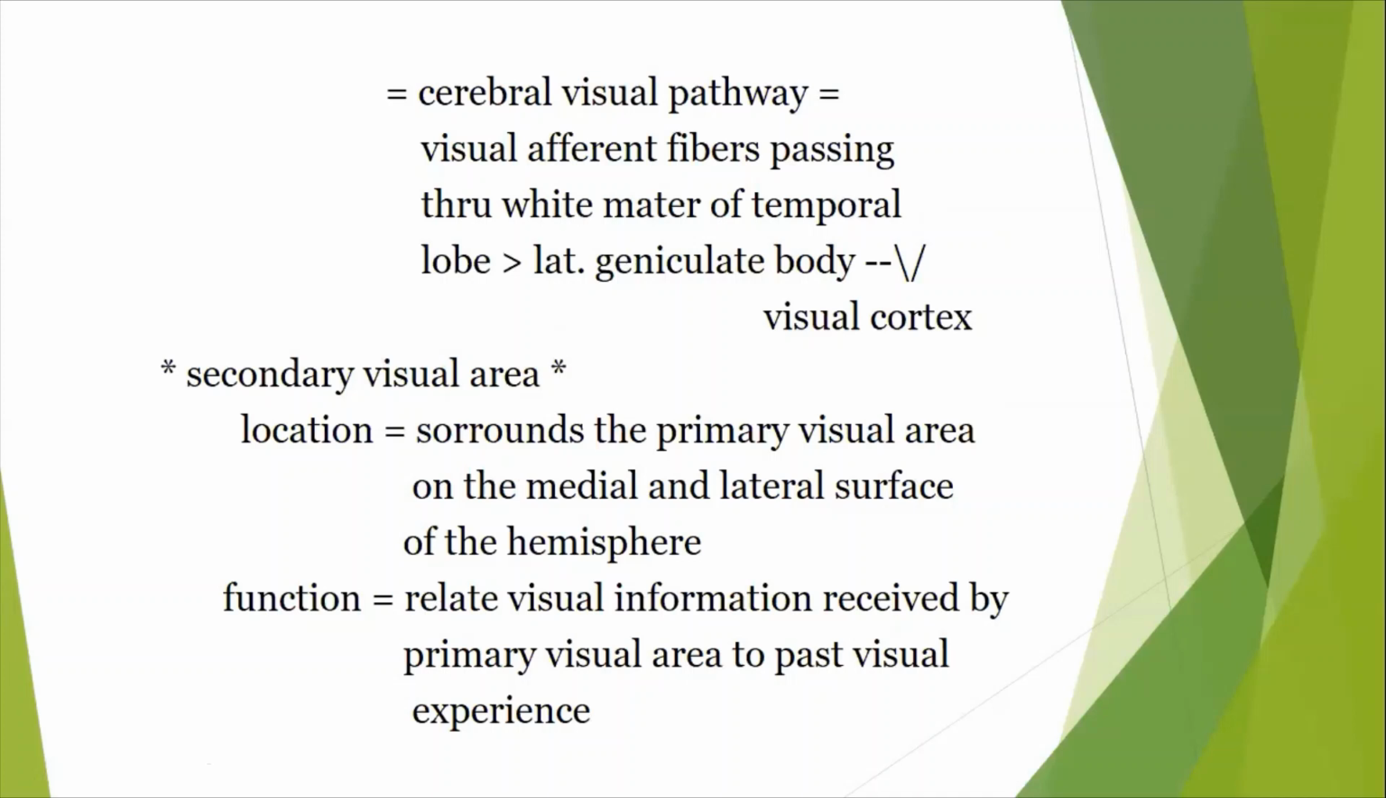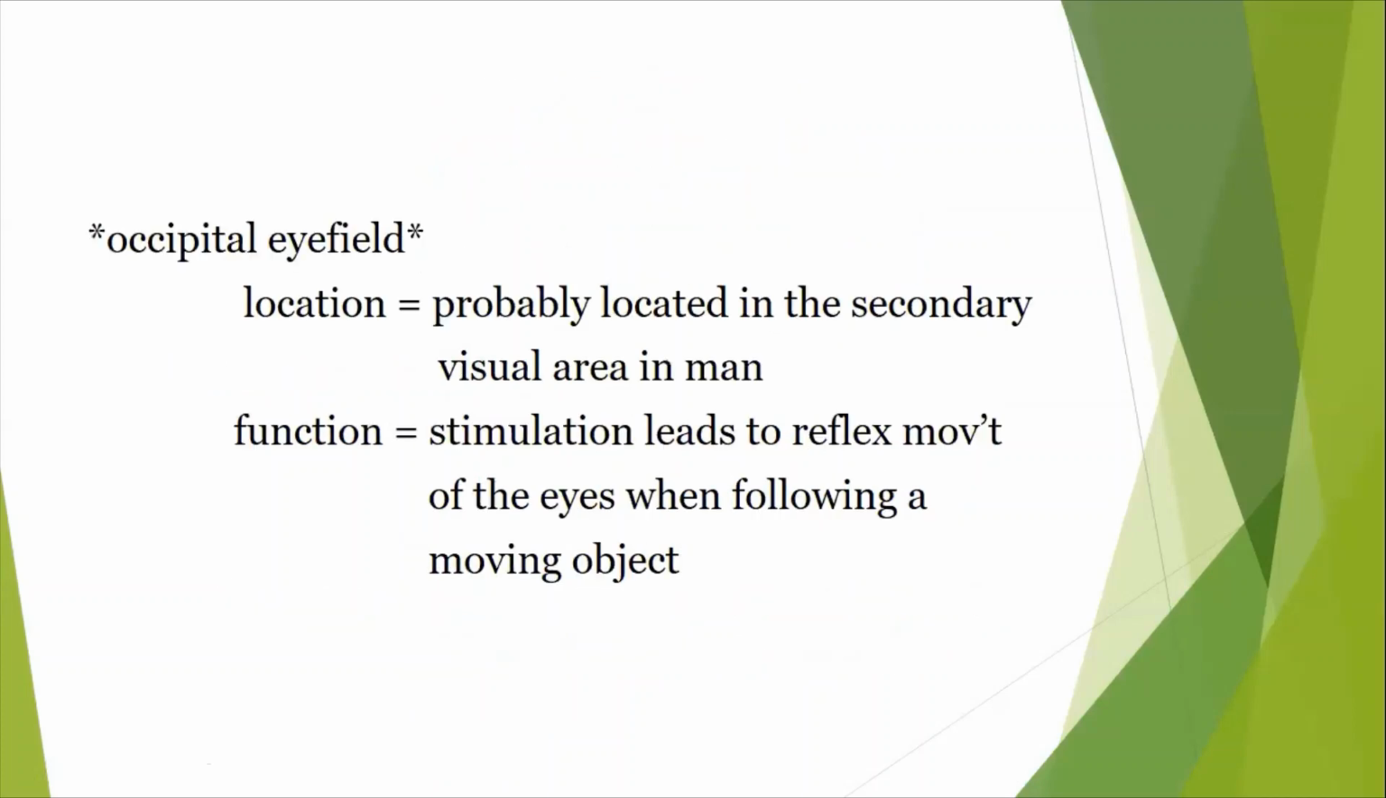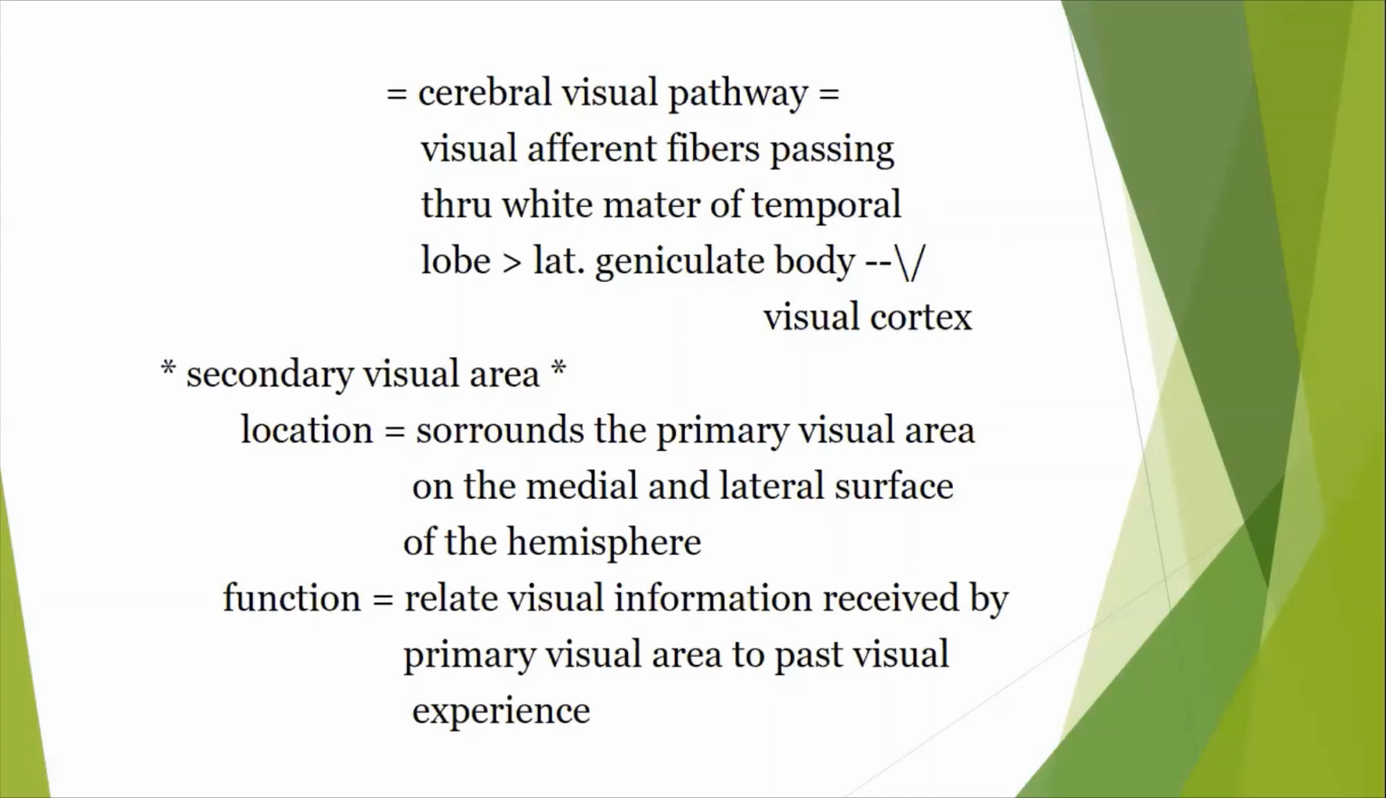The cerebral visual pathway: visual afferent fibers passing through the white matter of the temporal lobe will go to the lateral geniculate body. This is found in your thalamus, in the posterior portion, and it will go to your visual cortex, which is your occipital lobe. The secondary visual area surrounds the primary visual area on the medial and lateral surfaces of the hemisphere.